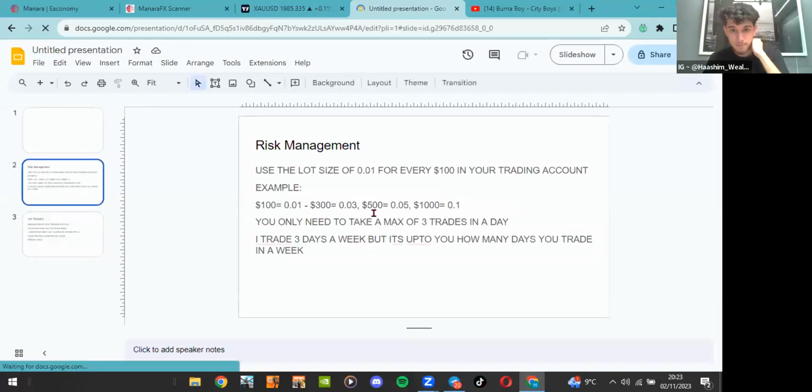Let's go over risk management. Number 1. I've seen way too many people using 0.5s. Let's be honest, you're going to blow your account. The reason why people lose when it comes to risk management is because they don't follow the plan. The plan has been given to you for a reason, because we know it works. For every $100, you only use 0.01. This has been said before as well. You only ever risk 1% of your account, right? You only ever risk 1% of your account.